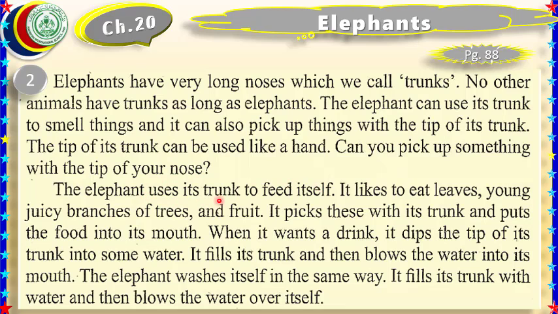The elephant uses its trunk to feed itself. It likes to eat leaves, young juicy branches of trees, and fruit. It picks these with its trunk and puts the food into its mouth. When it wants to drink, it dips the tip of its trunk into some water. It fills its trunk and then blows the water into its mouth.